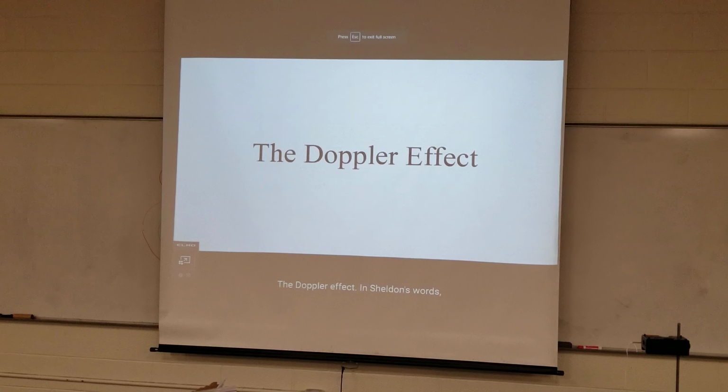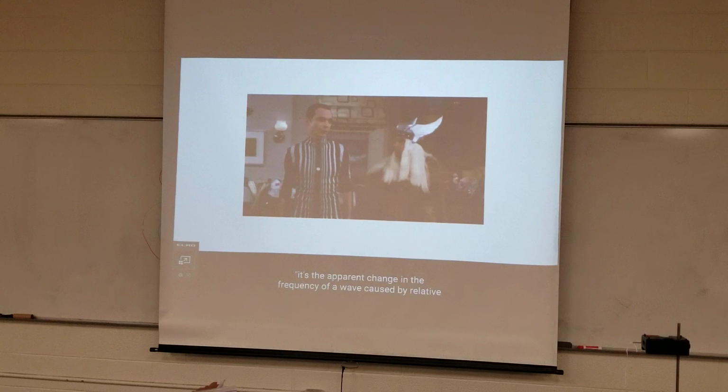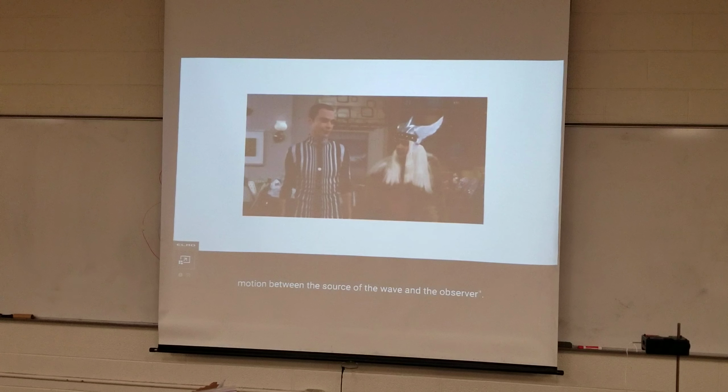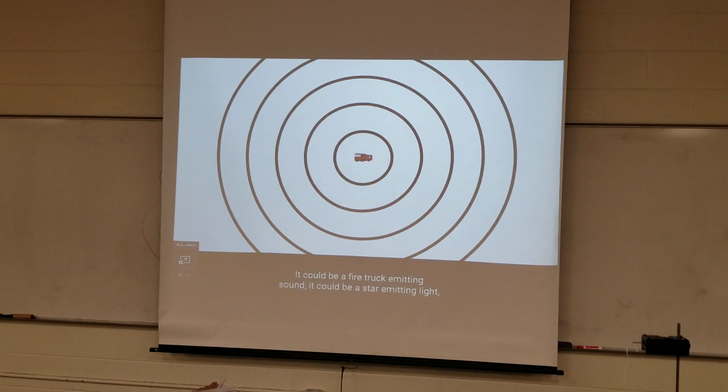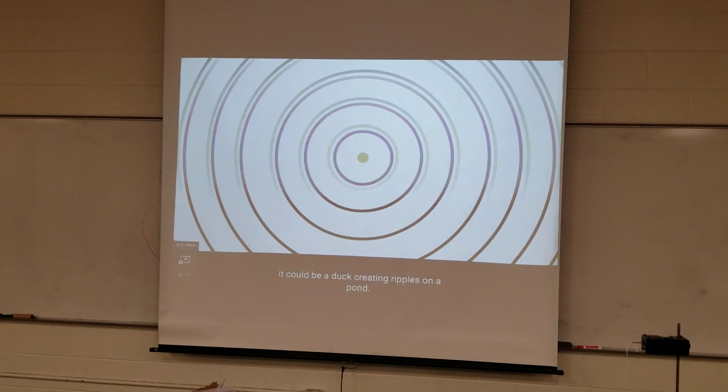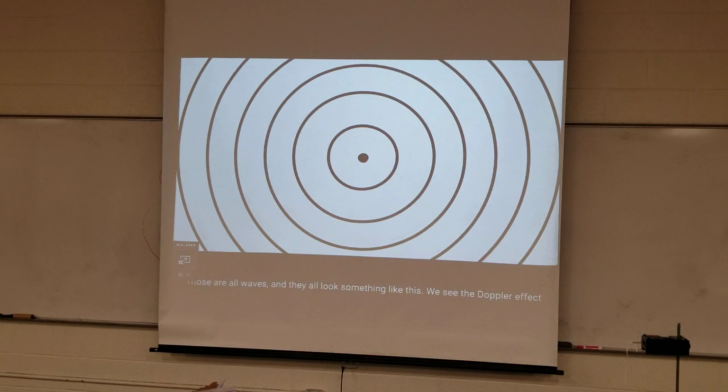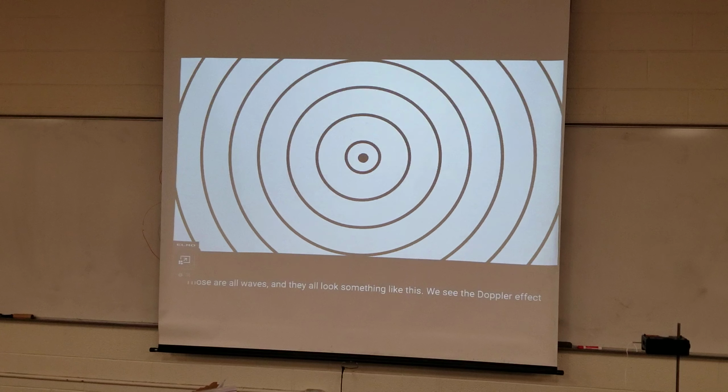Sound? It's the apparent change in the frequency of a wave caused by relative motion between the source of the wave and the observer. The Doppler effect is perhaps best explained visually. So here's a thing that is emitting waves. It could be a fire truck emitting sound, it could be a star emitting light, it could be a duck creating ripples on a pond. Those are all waves, and they all look something like this.